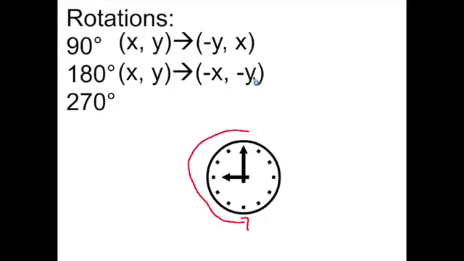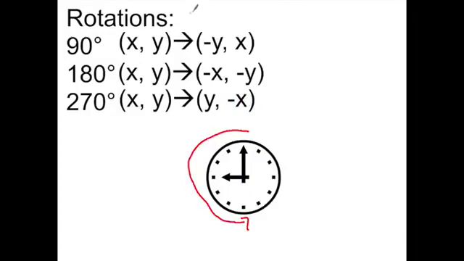And finally, for our 270-degree rotation counterclockwise, we'll have our x and our y coordinates, and then we'll switch their locations, and then change the sign of the x. All right, so what does this look like here? Let me go ahead and do a quick little demo.